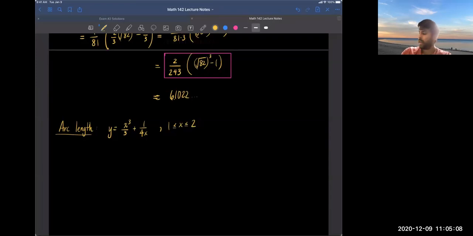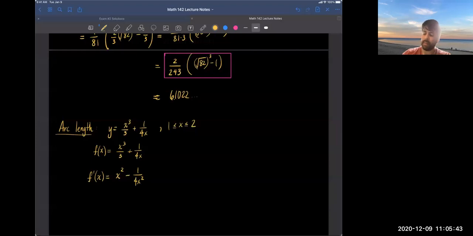So what is this going to be? This is my function, right? X cubed over 3 plus 1 over 4x. So then what's my derivative? I need to find my derivative first. I get what? X squared plus what? I get minus, right? I get minus 1 for x squared, correct?